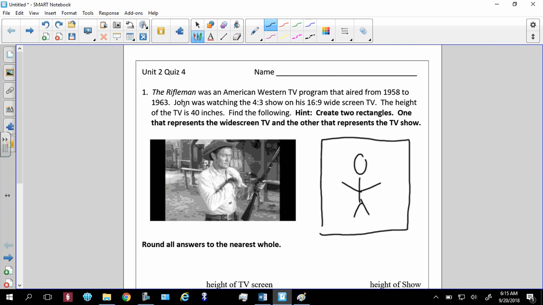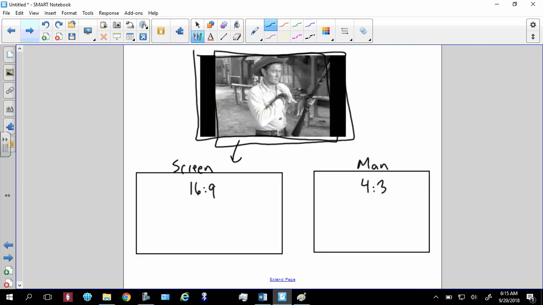It says the height of the TV is 40 inches. All right. So, the height of the TV is 40 inches, which means I'm looking for the width of the TV. All right. So, given the fact that I'm dealing with an aspect ratio and a height here, I got to find my width. So remember, width is always first. 16/9 is equal to, I don't know what my width is. That would be x over 40, cross multiply and solve. X ends up being, let's see, 71.1 inches. All right, that's what x is.